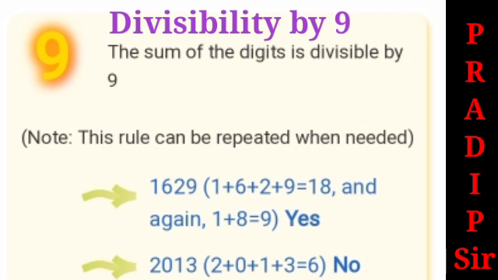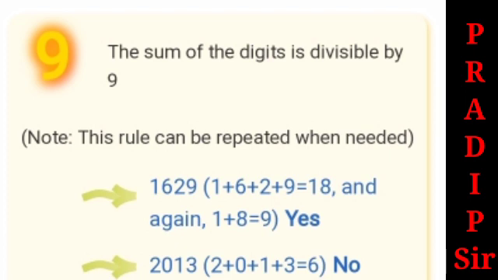If we repeat the process, 18 means 1 and 8. 1 plus 8 is 9. 9 is divisible by 9. So the number is divisible by 9. If we take another example, which is 2013, then the sum of the digits is 2 plus 0 plus 1 plus 3 is 6, and 6 is not divisible by 9. So the number 2013 is not divisible by 9.